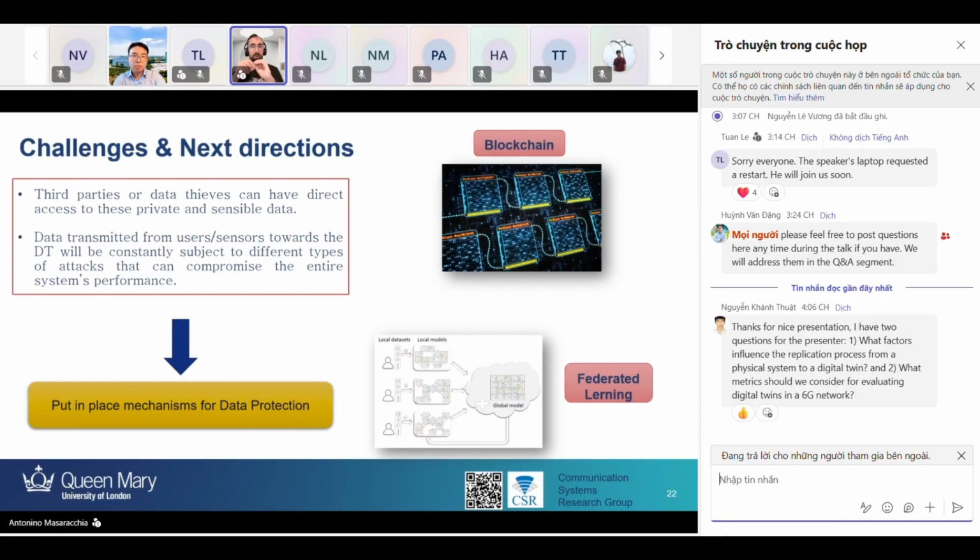And this is something that is not good. So we need a way to be sure that the data cannot be compromised with data poisoning. And at the same time, we need to be sure that the policies are effectively coming from the digital twin and not from an unauthorized party.